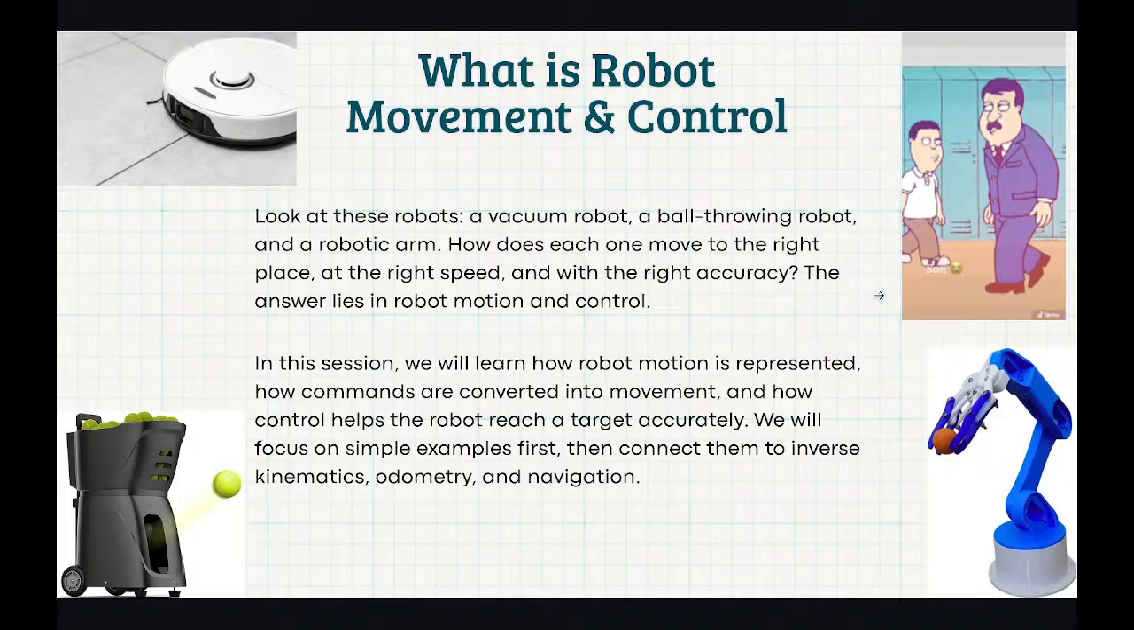Yeah. Robot movement and control. Basically, this is all about finding how to move a robot, figuring out where it is in the map, and then trying to go to the accurate location. So yeah, let's start.